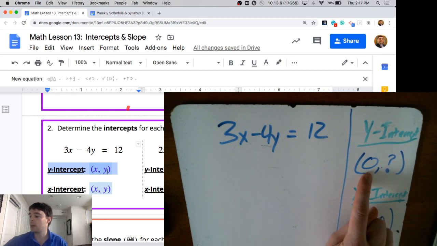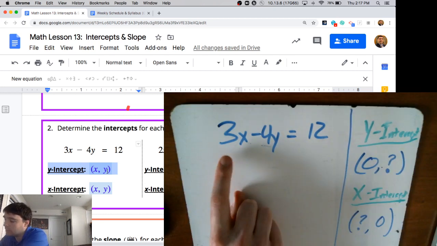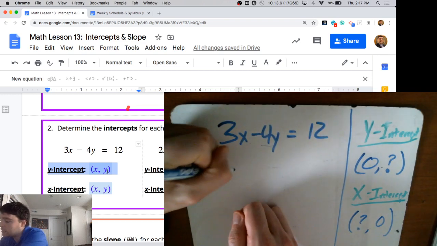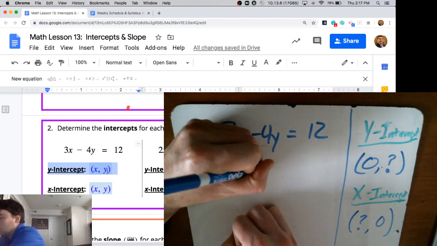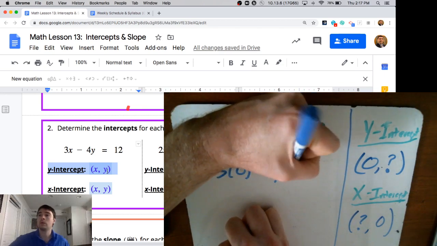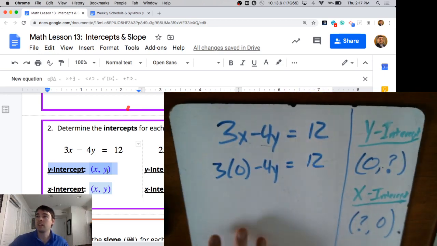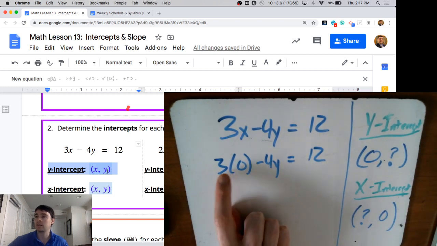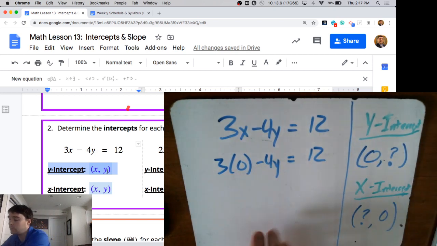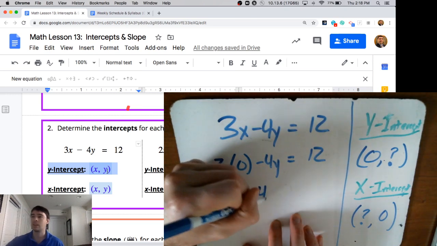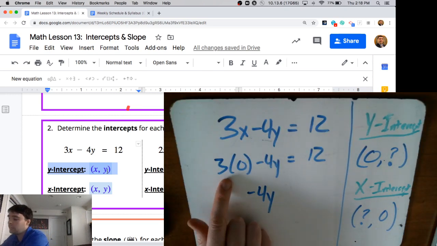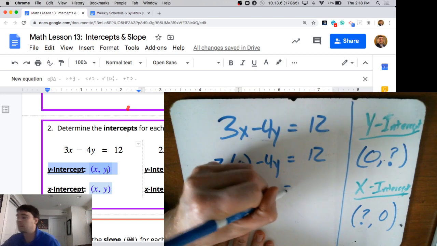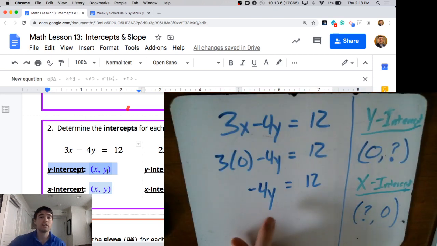So to find my y-intercept, I'm going to replace x with 0, because I know every y-intercept is really saying what is y's value when x equals 0. And the nice thing about finding intercepts is when you plug in 0 for x, it eliminates the entire term. 0 times anything is nothing. It disappears. So finding intercepts is pretty quick and easy because in the y-intercept's case, the x term disappears, and now all that's left is negative 4y equals 12.